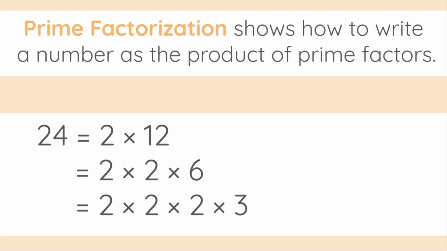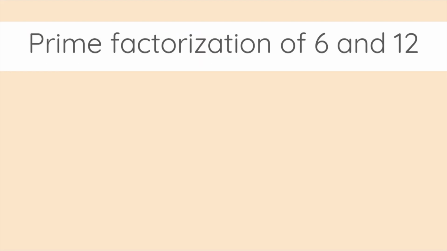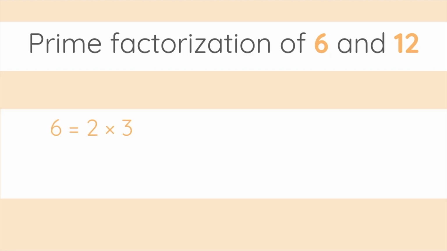Prime factorization is useful because it helps us see whether one number is a factor of another. Let's compare the numbers 6 and 12. We can write the prime factorization for each number. 6 equals 2 times 3, and 12 equals 2 times 2 times 3. We see that both of the prime factors of 6, a 2 and a 3, are also prime factors of 12. That means that 6 is one of the factors of 12. Using prime factorization, we can look for all of the prime factors that are common between the numbers and multiply them together to get the greatest common factor. So, the greatest common factor between 6 and 12 is 2 times 3, which is 6.